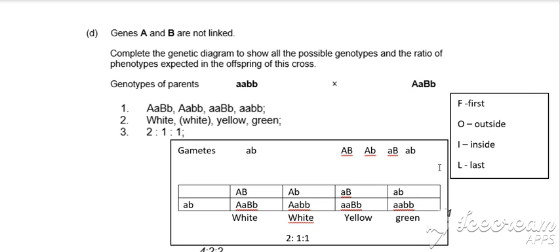Once we've got those gametes, we can then put them into our cross, and that will produce the genotype of the offspring. So the genotype is what's going to get you one of the marks. You then need to work out, using the diagram given earlier, what the phenotype of those would be.